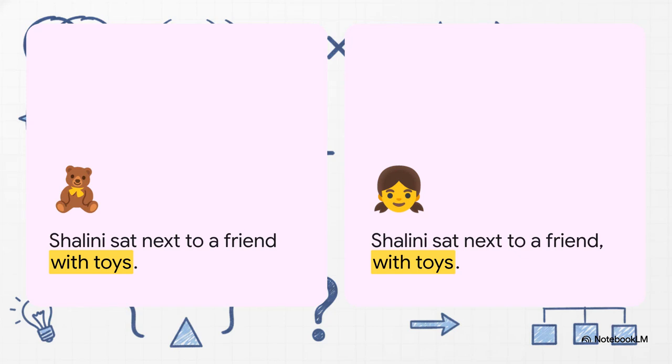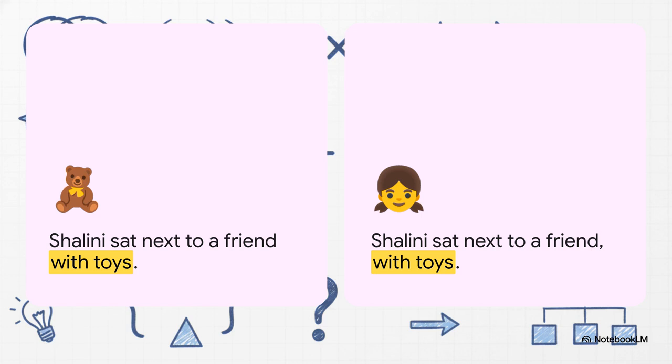Let's jump right into this explainer with a quick sense. Shalini sat next to a friend with toys versus Shalini sat next to a friend, with toys. It's literally just one tiny comma, right? But think about it. That single mark completely changes who's actually holding the toys. In the first one, the friend has them. In the second, Shalini does.